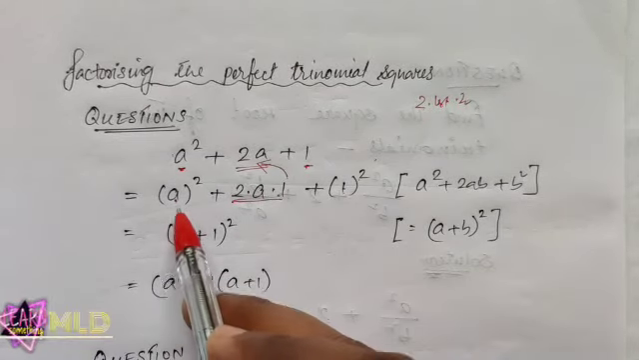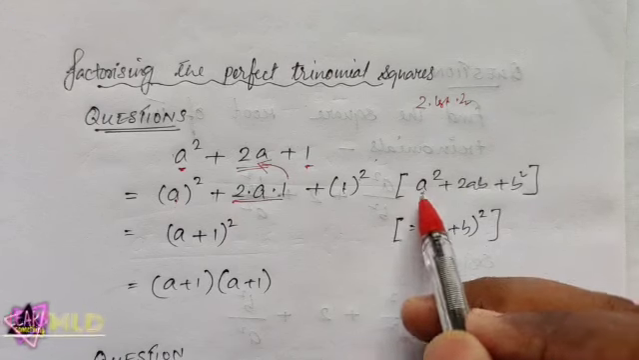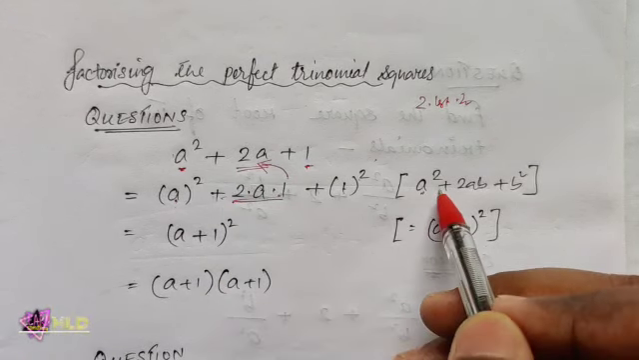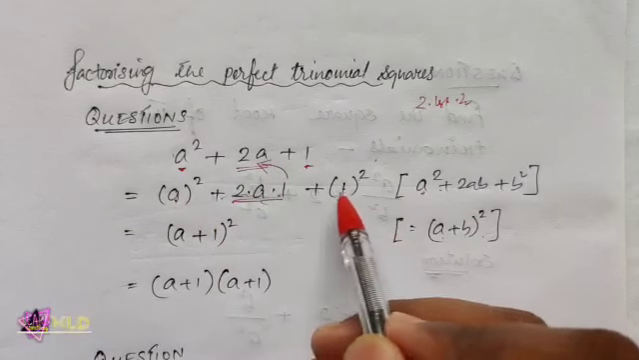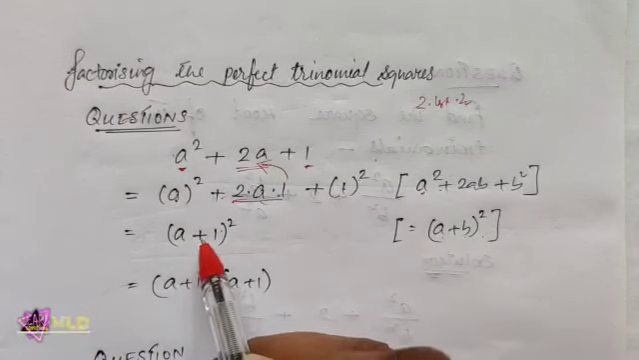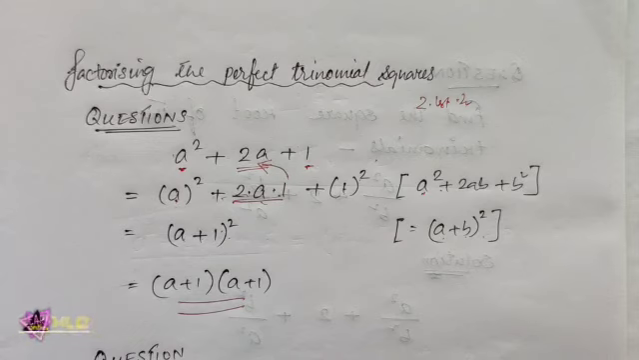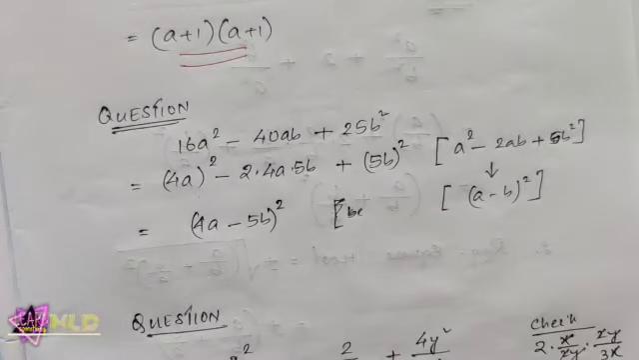That means this is a perfect trinomial square, which is in the form, since the middle term is positive, plus. So we can write a plus b whole square. Since a is the first term and 1 is the second term, it is a plus 1 whole square, which is how you factorize it.